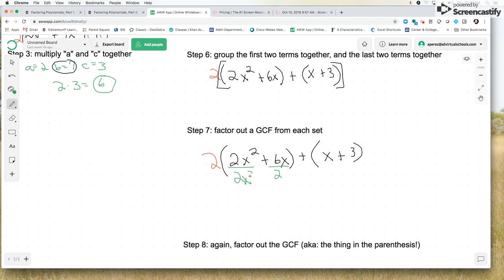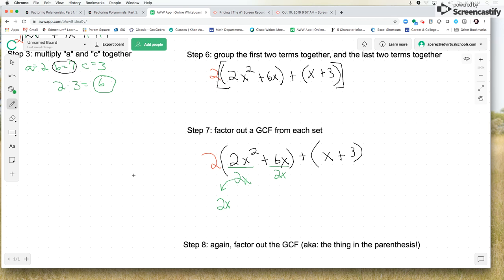So can I pull out an x squared from each set? Well, no, because this guy doesn't have a squared, right? We don't have that many x's to pull out from both terms. So the least, we can at least pull out 1x, right, from each term. They both at least have a 1x. So let's pull out a 2x.